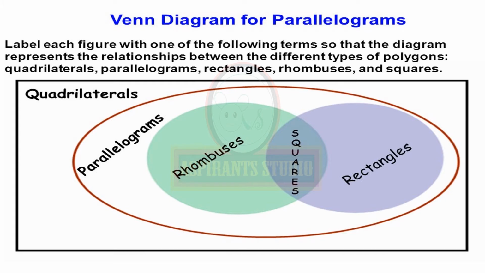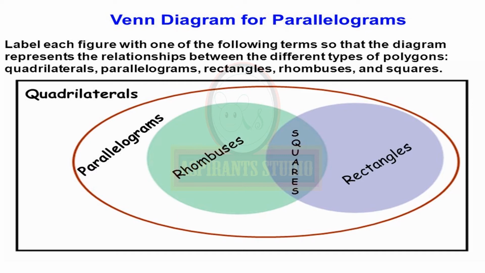Now Venn diagram for parallelograms. Label each figure with one of the following terms so that the diagram represents the relationships between the different types of polygons: quadrilaterals, parallelograms, rectangles, rhombuses and squares. Now, all parallelograms are also quadrilaterals. All the rhombuses are also quadrilaterals. All the squares are also quadrilaterals. All the rectangles are also quadrilaterals.